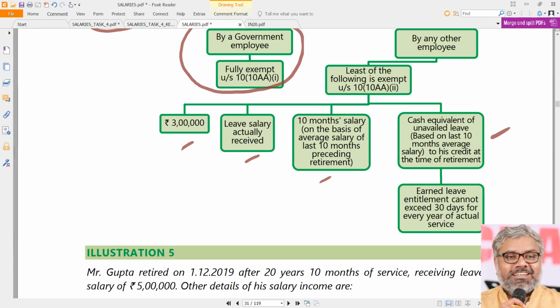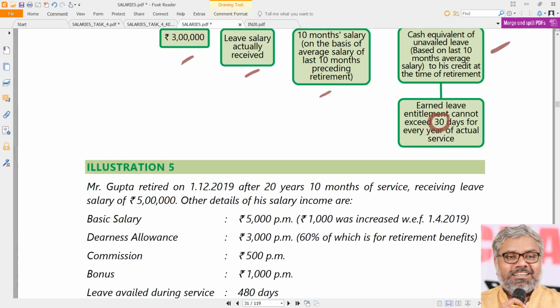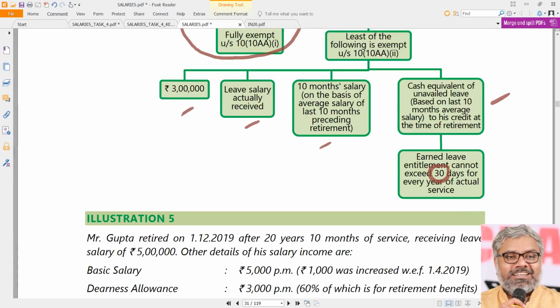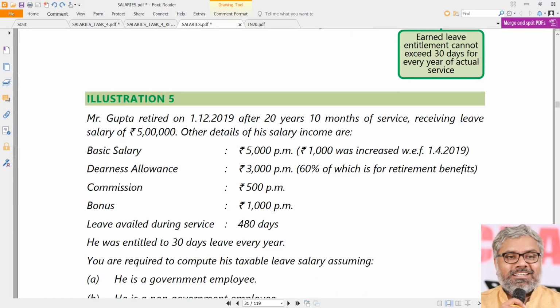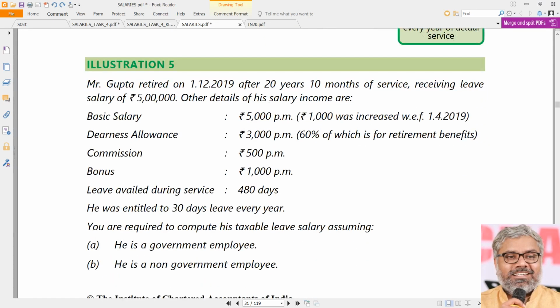But the condition is what while calculating the fourth one? The earned leave entitlement cannot exceed 30 days for every year of actual service. Once again, here also sometimes it will be given the service was 23 years and 8 months, something like that. So should we consider 8 months? No. Only the full years of service should be taken. So the fraction of the year should be ignored. That is about leave salary exemption.